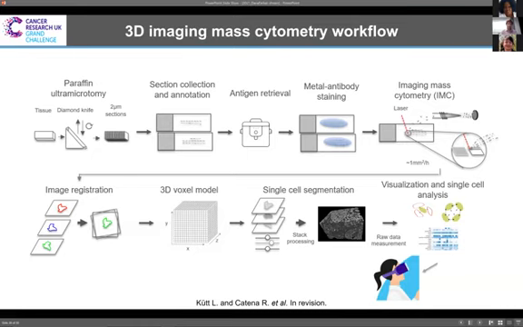And so to enable 3D analysis of tissues with imaging mass cytometry, we developed a workflow where we have a special knife, where we do serial sectioning of tumors. We then optimize the protocols for the antigen retrieval, the staining. We perform imaging mass cytometry. And then in silico, we register the serial sections. We generate a 3D voxel model. And then we do a 3D segmentation. And then we can use the 3D data for all the single cell analysis algorithms that you actually know of.